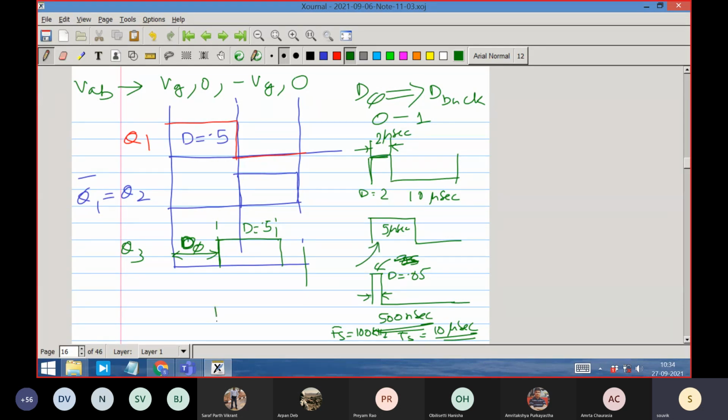What I'm saying is, think that it is 500 nanosecond but 50% duty ratio. So the total period is 1 microsecond. That means the switching frequency corresponds to 1 megahertz. So practically I would be able to switch the converter at a higher frequency if I have no constraint in the duty ratio. It is a big deal in a practical sense.